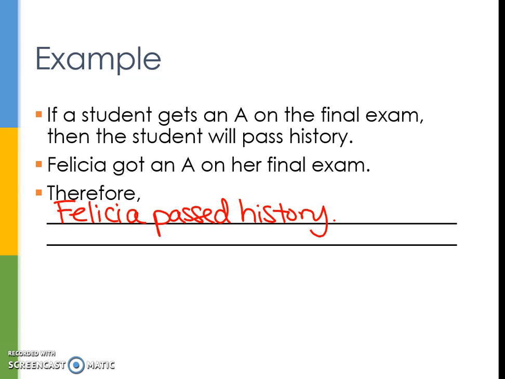Example: if a student gets an A on the final exam, then the student will pass history. Felicia got an A on her final exam. Therefore, Felicia passed history.